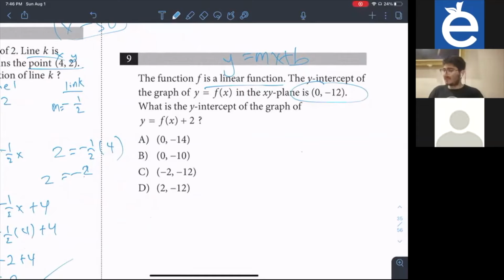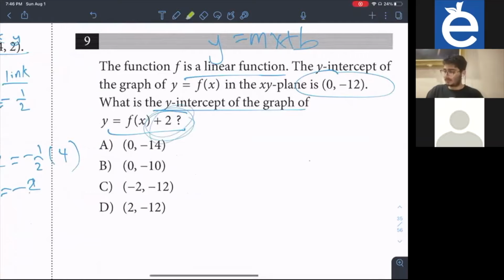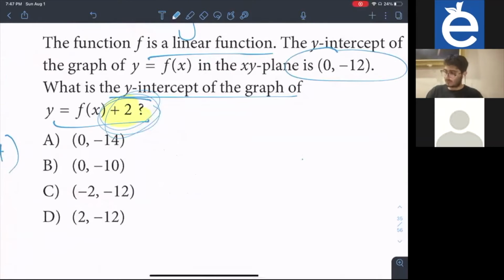Anyways, it's asking for what is the y-intercept of the graph of y is equal to f of x plus 2. Basically, this plus 2 right here means it's a vertical shift. Vertical shift, okay, so let's say it's somewhere around here, or right there at the bottom.